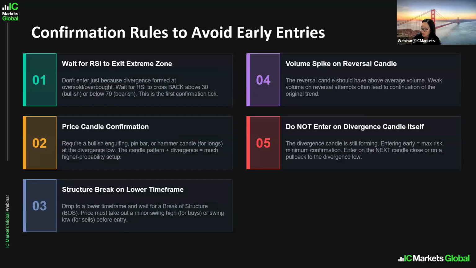Okay, so for the confirmation rules to avoid entering early, you've got to always wait for the RSI to exit the extreme zone. So don't enter just because the divergence formed at overbought or oversold. No, right? You've got to wait for the RSI to close back above 30 for bullish or below 70 for bearish. This is the first confirmation.